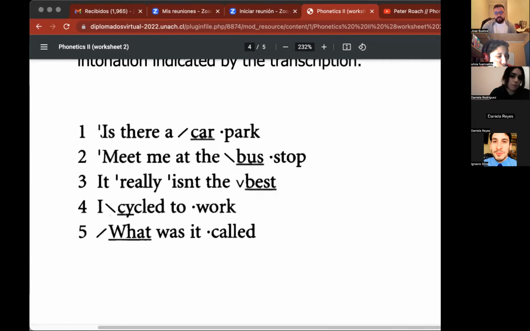Remember that. So for example, number one is: Is there a car park? So it keeps the same level. It would be incorrect if I say it with a different tone. That will be different, right?